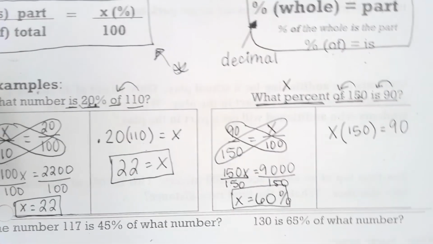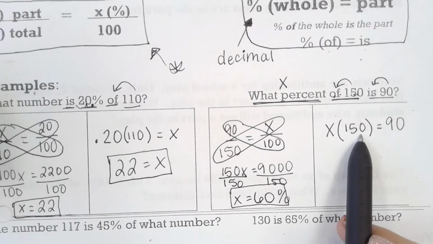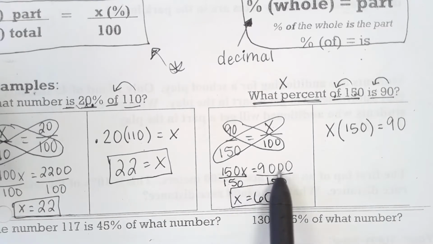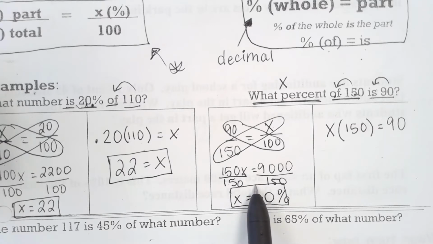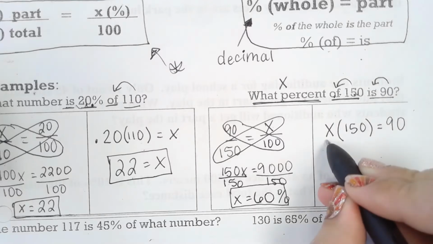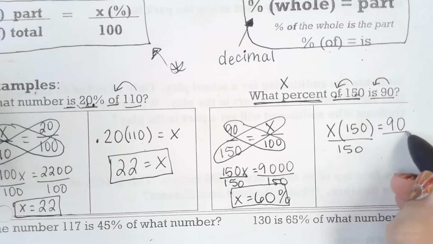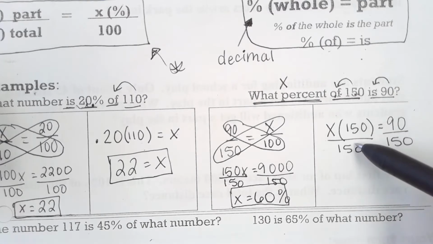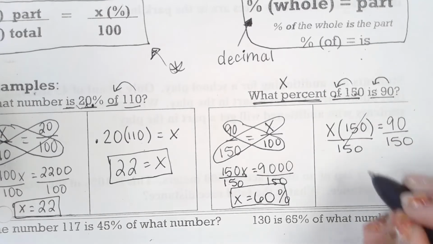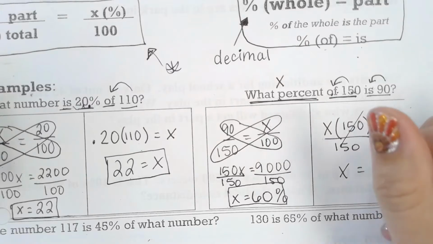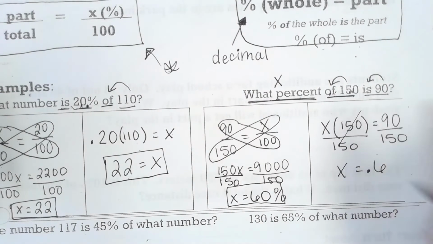So if you notice, we need to get x by itself, so just like we did over here, the opposite of multiplying a number is to divide it to move it over to the other side. So if I want to get x by itself, I need to divide by this 150 on both sides. So 150 divided by 150 cancels because that equals 1, so I'm left with x equals. And then when you take 90 divided by 150 in your calculator, you get 0.6.